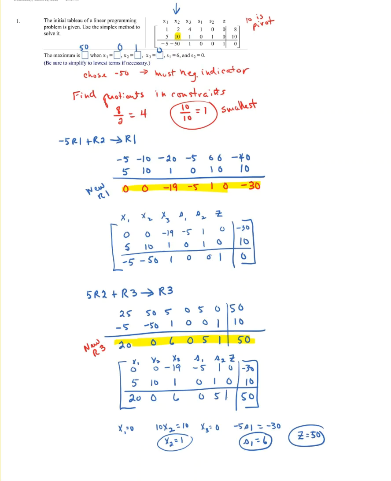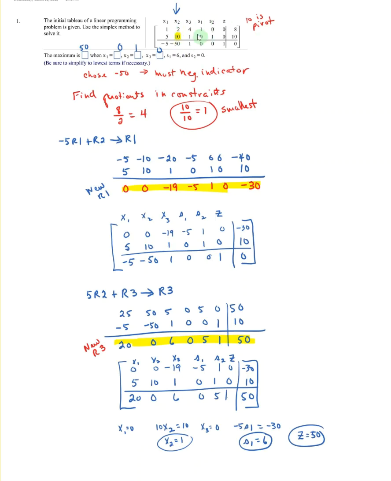This is the work for section 4.2 problems, and I wanted to do this video to go step by step on what you need to do. So number one, we're pulling all together what we've been learning from chapter 3 and section 4.1. You're given an initial tableau of a linear programming problem, and we're supposed to use the simplex method to solve it. So we've got this here.